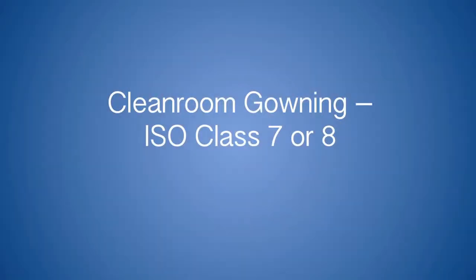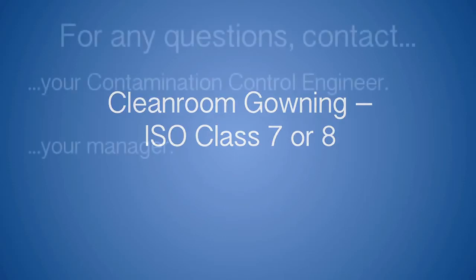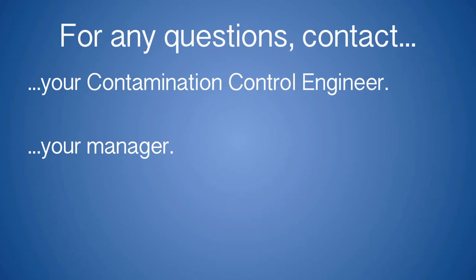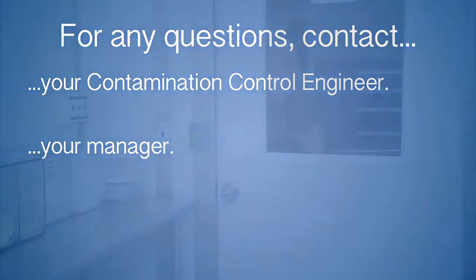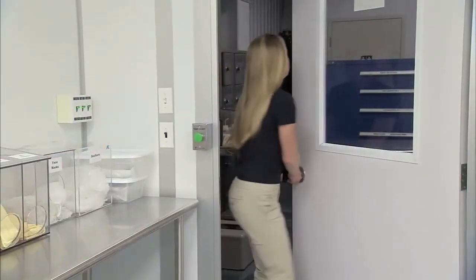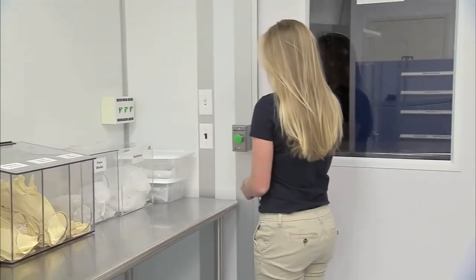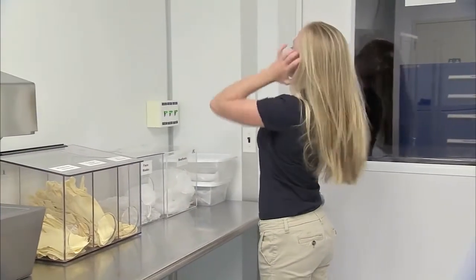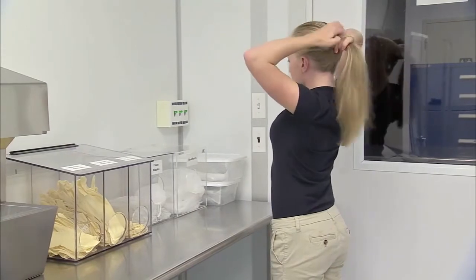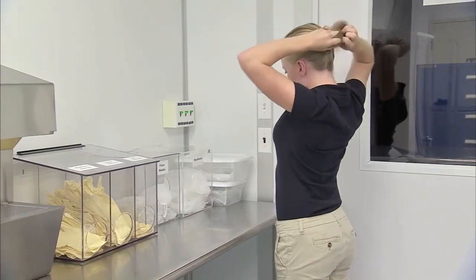Cleanroom gowning, ISO Class 7 or 8. We are now ready to gown up for the cleanroom. First, we will go over the gowning typically used for an ISO Class 7 or 8 cleanroom environment. However, your specific environment may require more stringent controls. Always check with your contamination control engineer or manager. After entering the gowning room, cleanroom users should always gown up in a top-down manner, starting at the head. First, place the bouffant cap over your hair and ears.